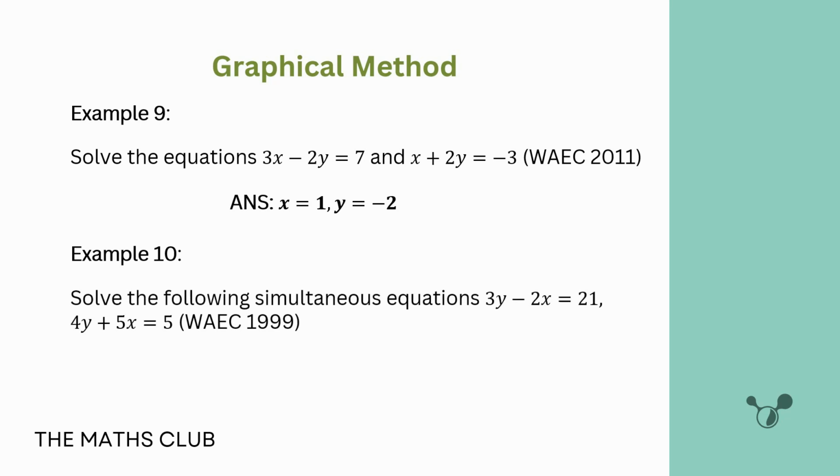Next example says that we should solve the following simultaneous equations: 3y minus 2x equal to 21, 4y plus 5x is equal to 5. This is WAEC 1999. I want you to pause the video and try it out using the graphical method. Welcome back. Let's solve it together.